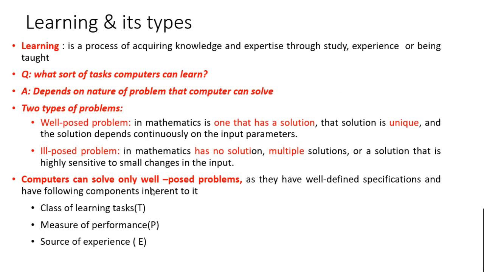Now, computers can only solve well-posed problems. They cannot solve ill-posed problems. That means computers can only solve problems which have a unique solution, which means they have well-defined specifications, right? And well-posed problems will have the following components inherent to them: T, P, and E. T is called the class of learning task, in short I will just call it task. P is performance, the measure of performance, and E is experience. So well-posed problems will have these three components, T, P, and E.